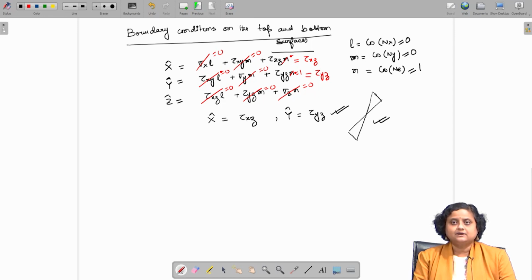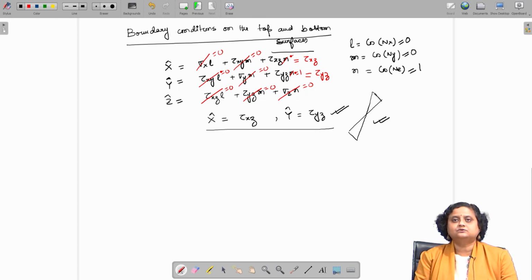In the next lecture, we will prove that though the cross section can be as arbitrary as possible, the resultant of this x hat and y hat will be equal to 0. So, we will do that in the next lecture, which will be lecture 7.